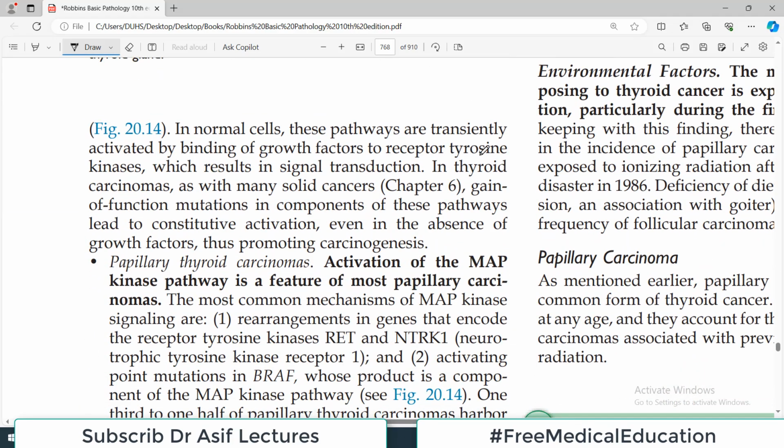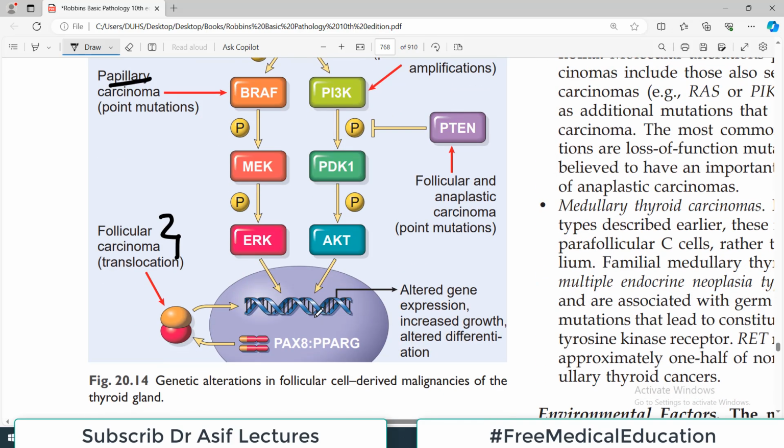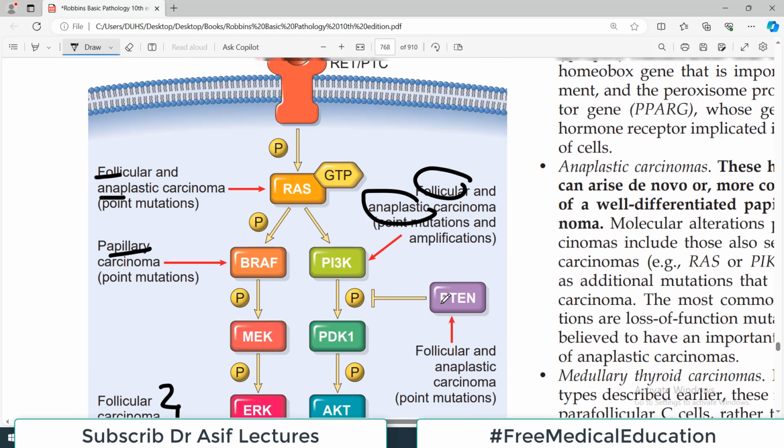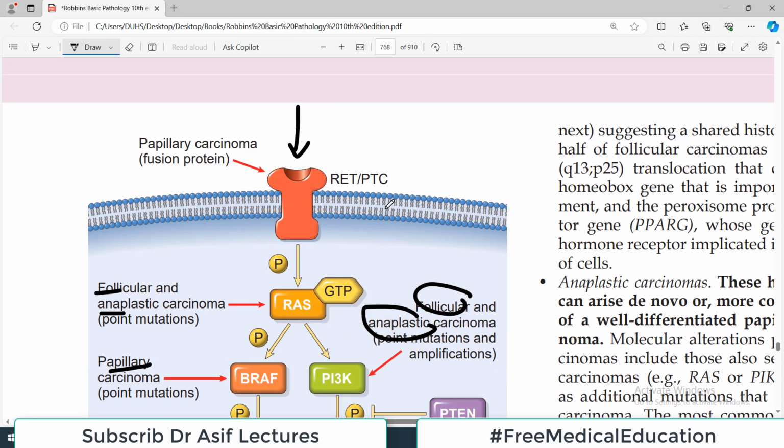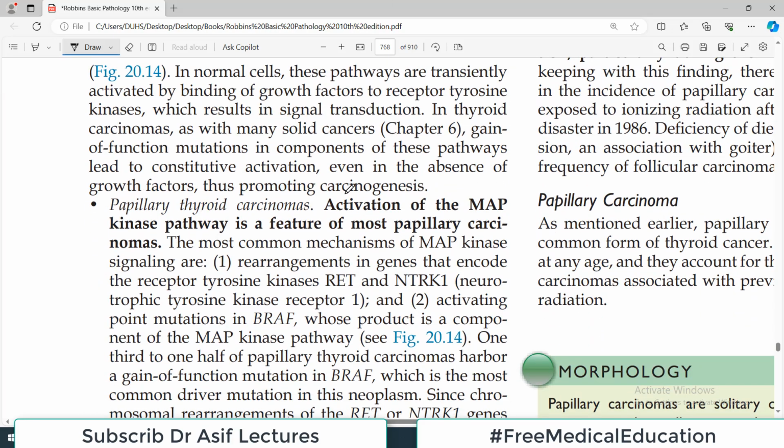In normal cells, these pathways are transiently activated by growth factor receptor binding only. कि अगर growth होनी है यानी ये जो जीन्स अल्टीमेटली एक्सप्रेस हो रही हैं, they have the job to do growth and cell differentiation. So upon binding of a specific receptor per specific ligand, then only the pathways are activated.